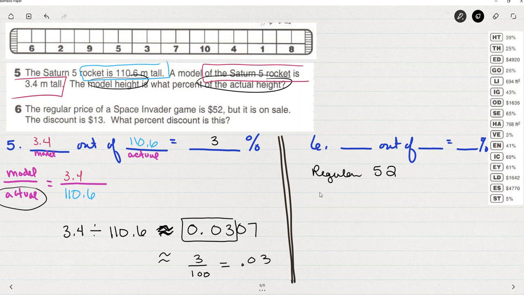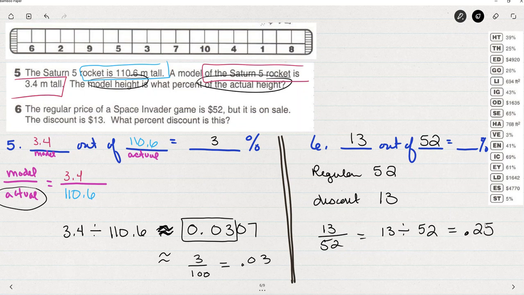But it's on sale and the discount is $13. What percent discount is this? We're looking for $13 out of the $52 is what percent? So if I do 13 out of 52, it's 13 divided by 52. I can use the equals because it terminates there. It's exactly 0.25. So 25%.